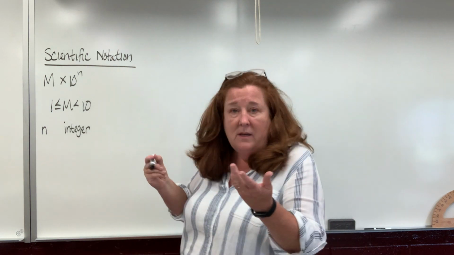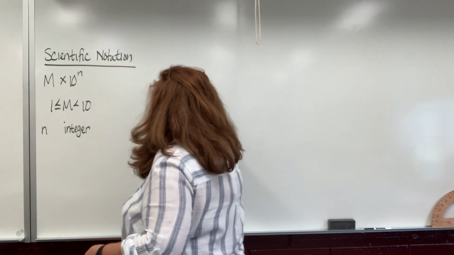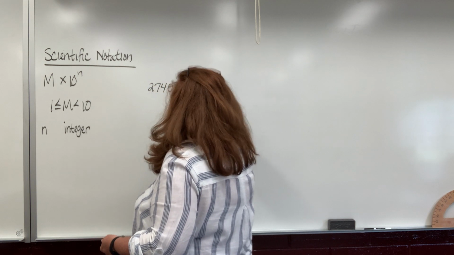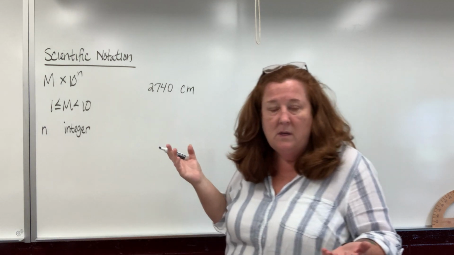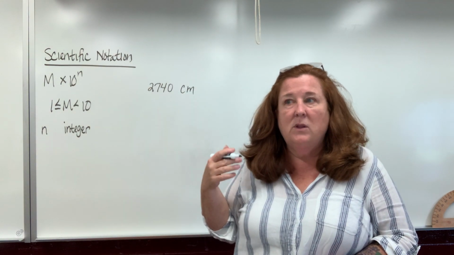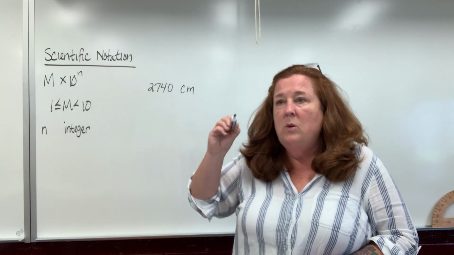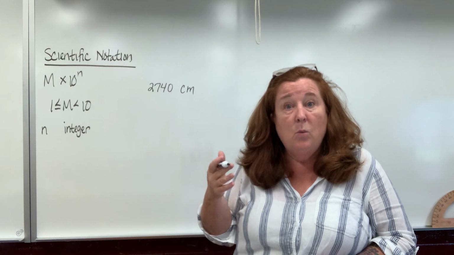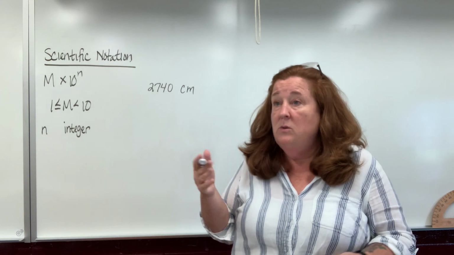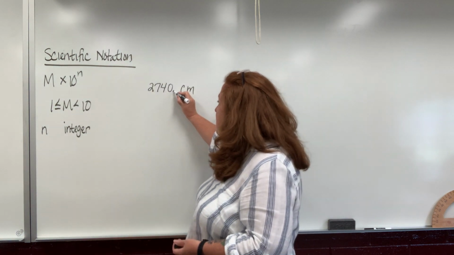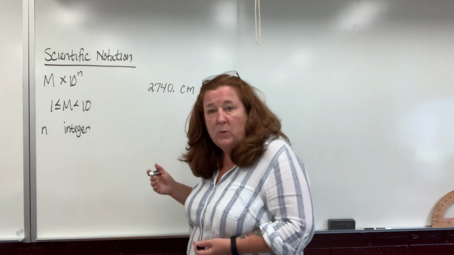So you have to look at a number. Let's say we look at the number 2,740. And let's say that's centimeters. I'm just making up a measurement. And we want to put this into scientific notation. Right now, that number is larger than 10. So we need to move the decimal to make it between 1 and 10. And then we'll know how many powers of 10 to put as our second factor. So if I move the decimal, I'm going to move it in a direction that is going to make this number between 1 and 10.